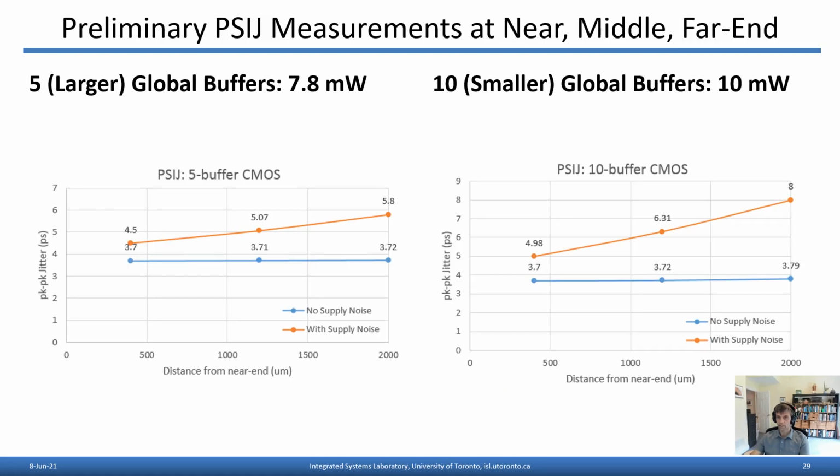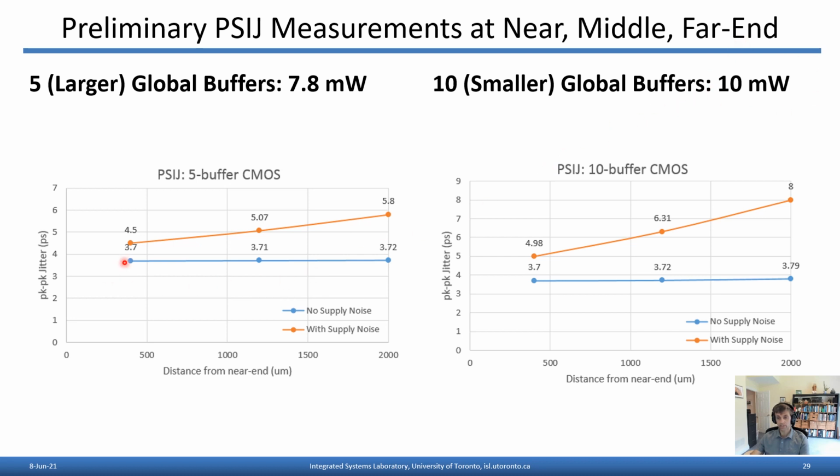Here's a preliminary summary of the PSIJ measurements. These are taken at 3 points along both test case 1 and test case 2 of global clock distribution. And we see that the 5 larger global clock buffers are giving rise to less power supply noise than the 10 buffer case, which burns more power.